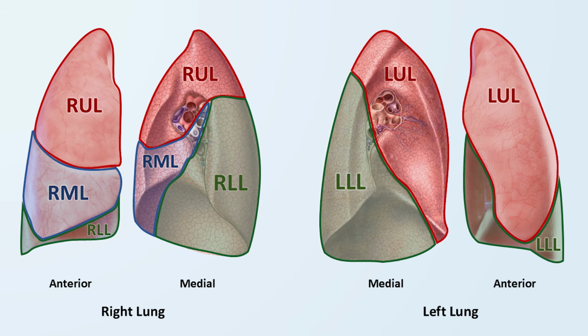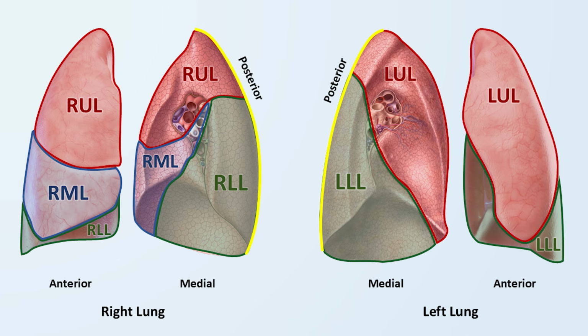A quick note about the orientation of the lobes. The oblique direction of the oblique fissure results in an unexpected relationship between lobes and surface anatomy. The anterior surface of the right lung is composed of the right middle and upper lobes, while the anterior surface of the left lung is composed of just the left upper lobe. Meanwhile, the posterior surface of each lung is primarily composed of the corresponding lower lobe. This has important implications both when interpreting physical exam findings and radiographic studies like chest X-rays and CT scans.